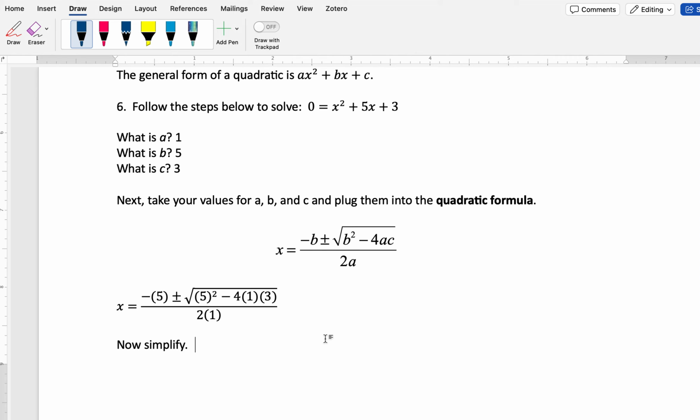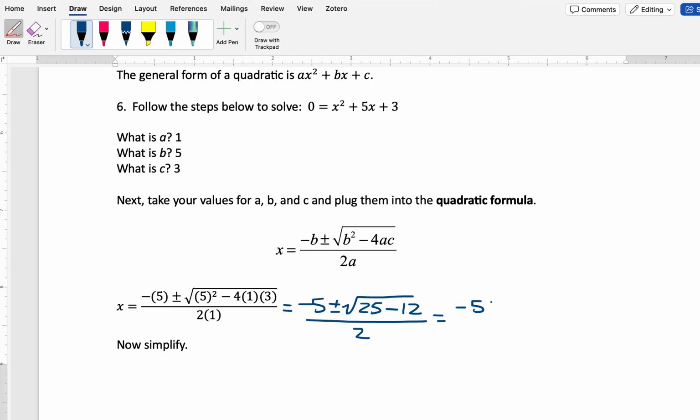Now we're going to simplify this. I'm going to start by attaching this negative sign to b, so negative 5. And then we have plus minus. Then I'm going to simplify what's under the square root. I know that 5 squared is 25, and 4 times 1 times 3 is going to be 12. So 25 minus 12 under the square root. And then that's divided by 2 times 1, which is 2.